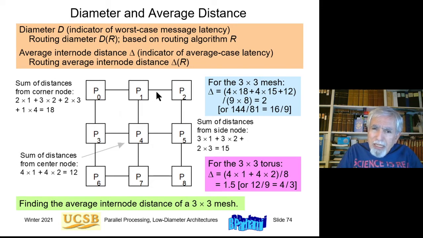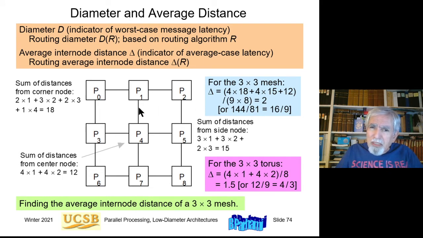Or I can divide by 9 squared. Basically, I say when I average the distances, I'm interested in distance from P0 to P1, P0 to P2, and so on, but also P0 to P0. That happens to be 0. So instead of dividing by 72, which is 9 times 8, I can divide by 81. So there are 2 ways to compute the average distance. Count these distances of 0 in computing the average distance, or ignore those distances. In fact, this is a better way to do it. It's cleaner.